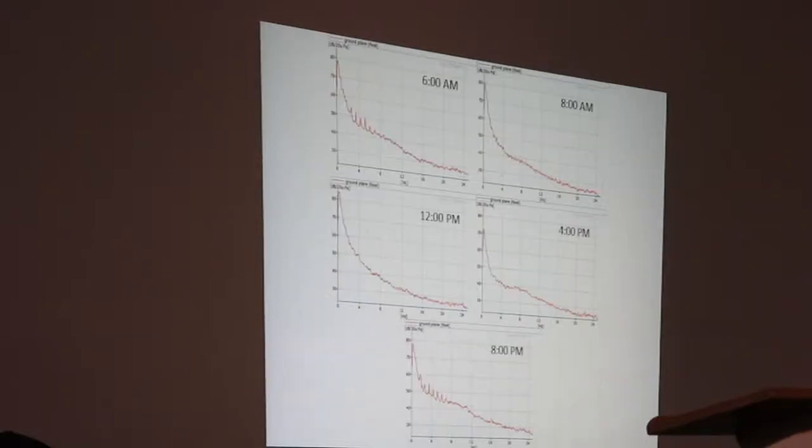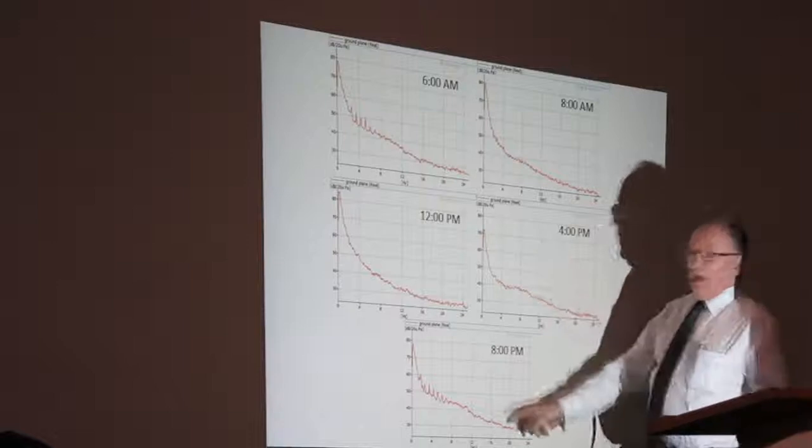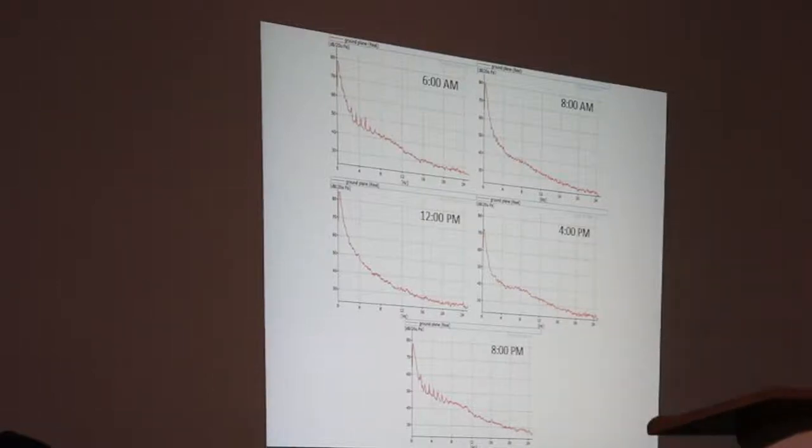Next. However, if we go back to the FFT, and we now look between 6, 8, 12, 4 and 8, can anybody see what's going on, that when it's on it's a little bit different? That's what it's all about.